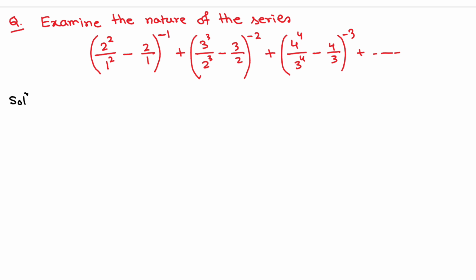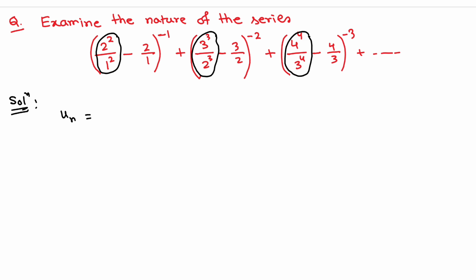First calculate un. What will be un? Starting from the first, n equals 1: here you can see 2 square by 1 square. When n equals 1, it is 2 square by 1 square; n equals 2, 3 cube by 2 cube; n equals 3, 4 to the power 4 by 3 to the power 4.